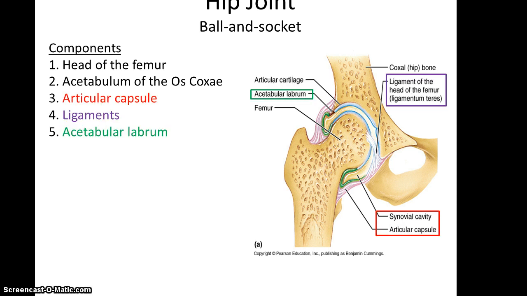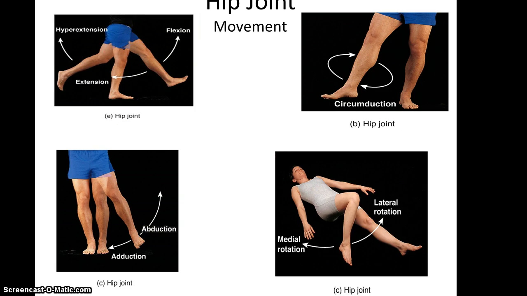Again, there is an articular capsule because this is a synovial joint. There are various ligaments involved, and the acetabular labrum, which again acts as an extension of the joint so that it is somewhat stronger of a connection. This allows for various movements, including the flexion, extension, and hyperextension of the entire leg, abduction and adduction of the leg, circumduction of the leg, and medial and lateral rotation of the leg.